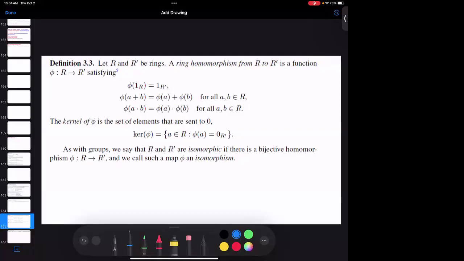What does this look a lot like? Where have you seen something that looks a lot like this before? Yeah, for groups. It looks a lot like a group homomorphism. But because we have two operations, we have to have two things for phi. Phi is like a group homomorphism for addition, and it's like a group homomorphism for multiplication. We have an additional property. What's the additional property?